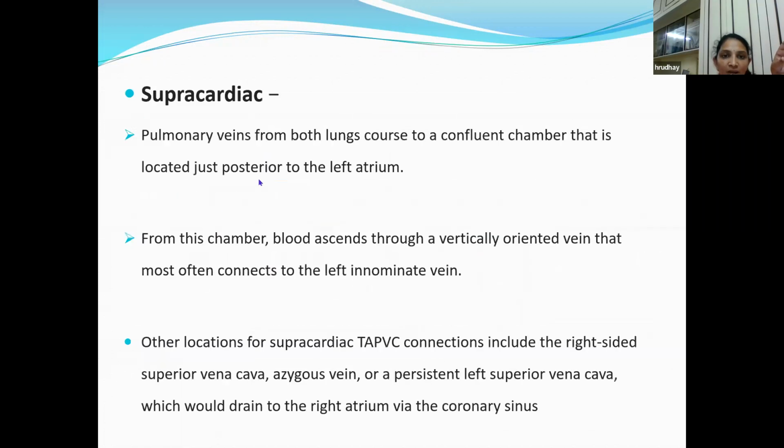In supracardiac, all the pulmonary veins in both the lungs form a confluent chamber that is located just posterior to the left atrium. From this chamber, blood moves vertically through a vein that most often connects to the left innominate vein. In supracardiac TAPVC, they can also connect to the superior vena cava, azygous vein, or persistent left superior vena cava. So the pulmonary venous connections reach the right atrium by any of these veins, or through a left innominate vein, which indirectly connects to the right atrium.